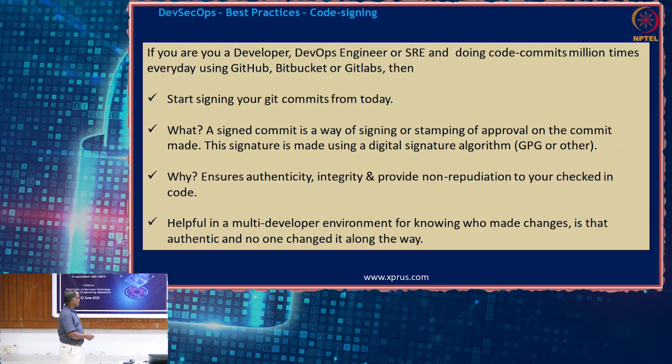It's called code signing. It uses a digital signature algorithm, a GPG kind of thing. So code signing is one of the best ways to, and why? Because it ensures authenticity, integrity, and non-repudiation. Non-repudiation is a concept again in the security world. You cannot deny that you have made the changes. It ensures that whoever does it, you have done it. It's called non-repudiation. You cannot say I didn't deploy this code.